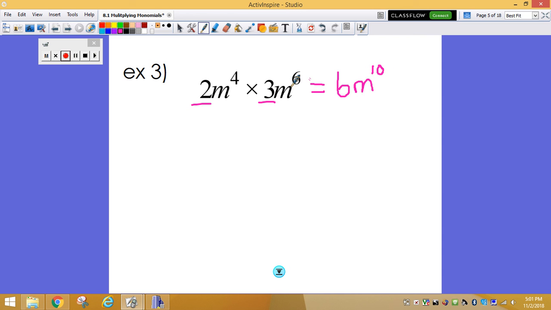So let me run through that one more time. I multiplied my whole numbers. They follow the same rules that we've done forever. 2 times 3 is 6. I brought my m over. And the rule is that if they're multiplying, you add exponents. And 4 plus 6 is 10.